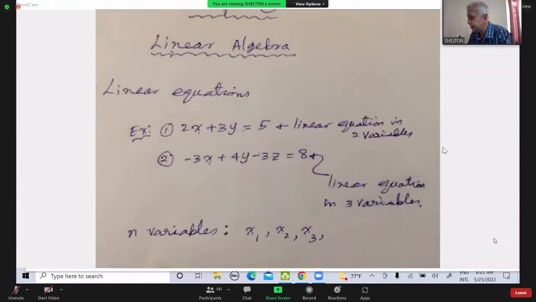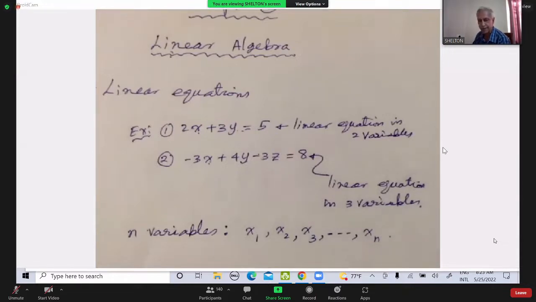N variables. Now n is a positive integer. We cannot continue naming the variables x1, x2, x3 without knowing what n is. N can be any positive integer. So the nth variable, we shall denote by xn. That is the notation. N variables are denoted by x1, x2, x3, dot, dot, dot, xn. Or you could use a different letter: y1, y2, y3, up to yn.